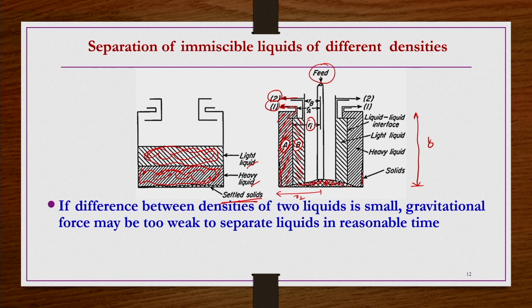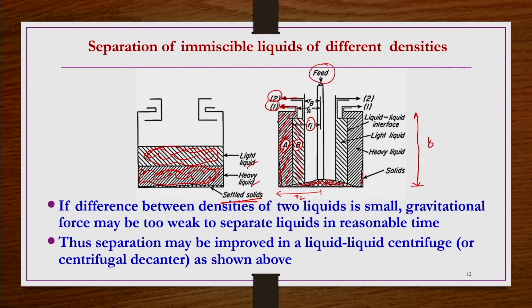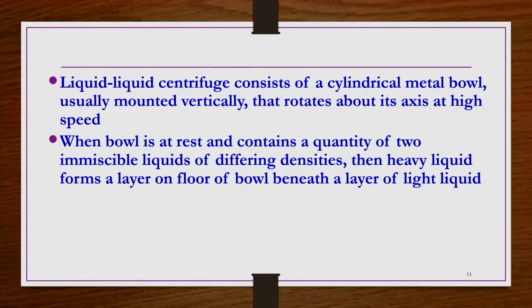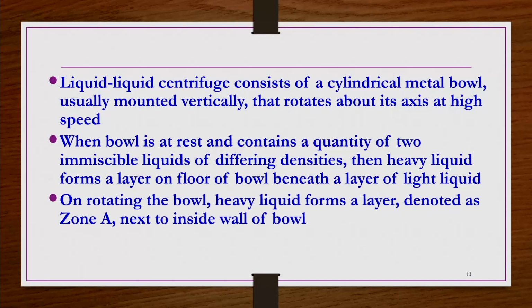If the difference between the densities of two liquids is small, gravitational force may be too weak to separate the liquids in reasonable time. Thus, separation may be improved in a liquid-liquid centrifuge or centrifugal decanter as shown above in this picture. A liquid-liquid centrifuge consists of a cylindrical metal bowl, usually mounted vertically, that rotates about its axis at high speed. When the bowl is at rest and contains a quantity of two immiscible liquids of differing densities, the heavy liquid forms a layer on the floor of the bowl beneath a layer of light liquid.